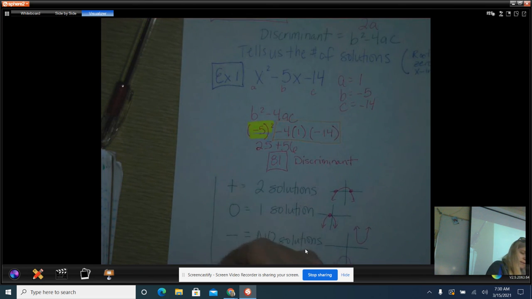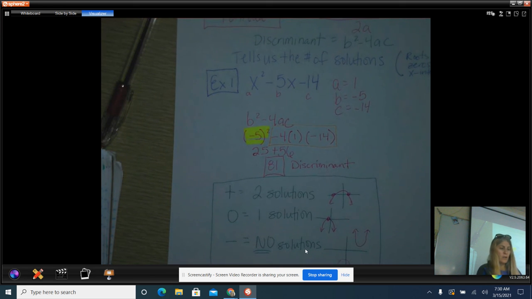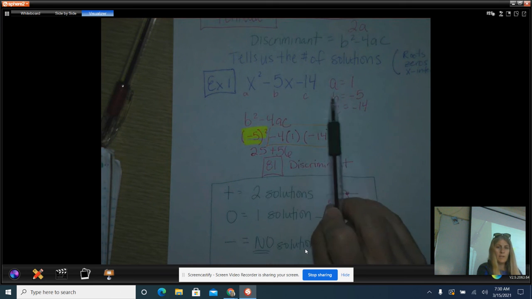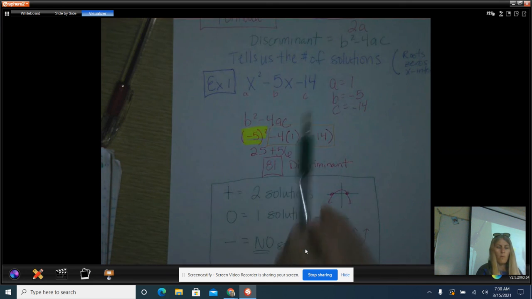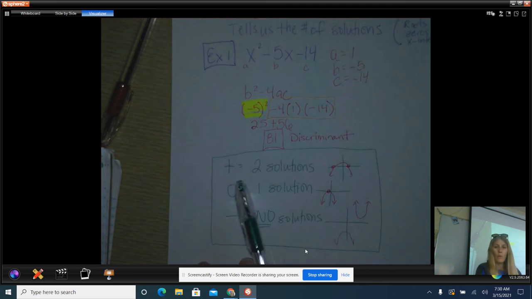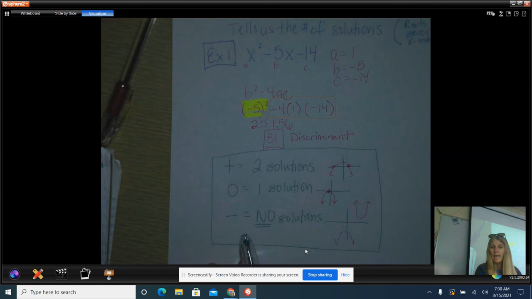So, ladies and gentlemen, the use of the discriminant is to solve b squared minus 4ac using your a, b, and c from your equation in standard form, and then analyze the answer that you get. If it is positive, you will have 2 solutions. If the discriminant is exactly 0, you'll have 1 solution. And if the discriminant ends up being any negative number, then there are no solutions.